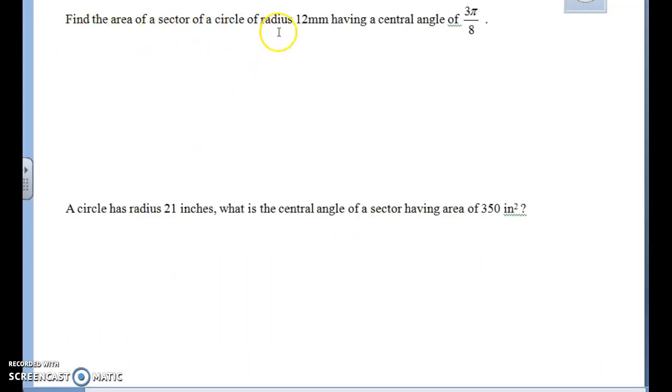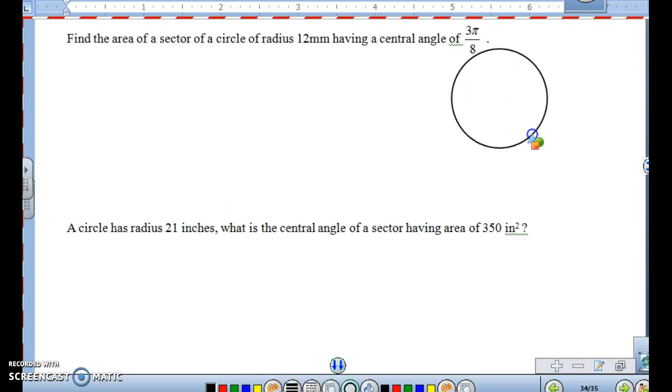Find the area of a sector of a circle of radius 12 millimeters having a central angle of 3 pi over 8. Okay, so if I draw my picture here, here's my circle. The radius is 12 millimeters. And the central angle is 3 pi over 8. Is that in degrees or is that in radians? Well, if there's nothing there and there's a pi in it, it's going to be radians. So whatever that's going to be is 3 pi over 8.